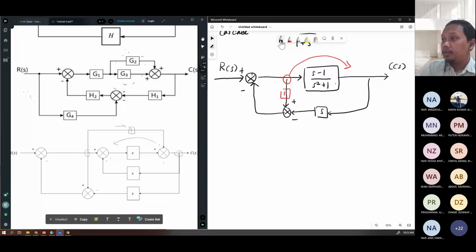So we can write: shift pick-off point to the right. So we get 1 over this, which simply gives (s squared plus 1) over (s minus 1). Then we can redraw.